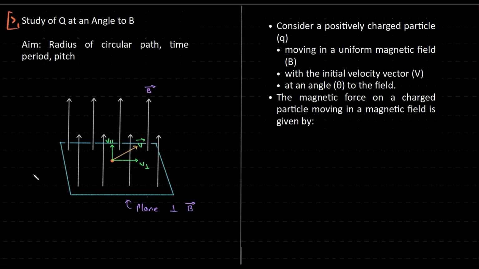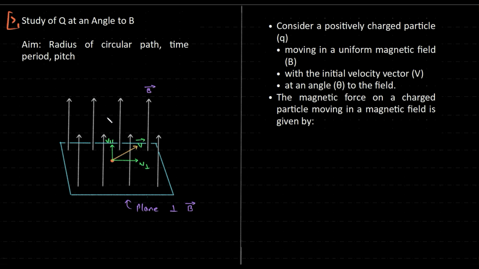Let's look at a scenario wherein the charge is released at an angle. So we have to understand that when a charge is released parallel to our magnetic field, nothing happens to it, while when it's released perpendicular, it will go in circular motion. Now it's a combination of both, right?